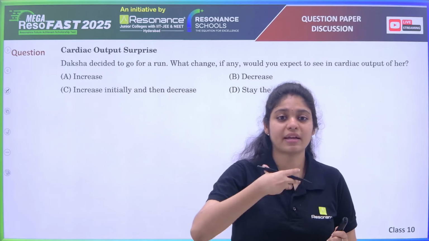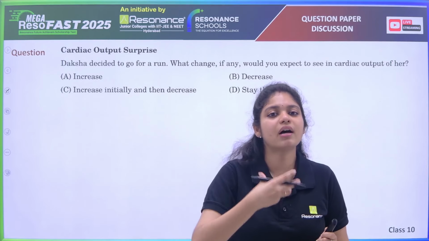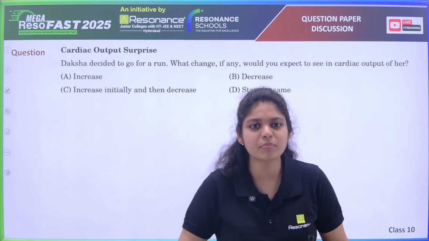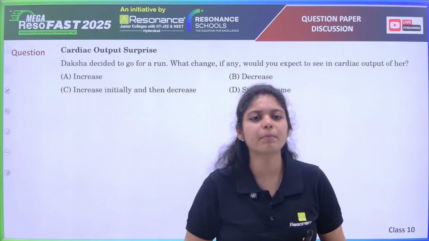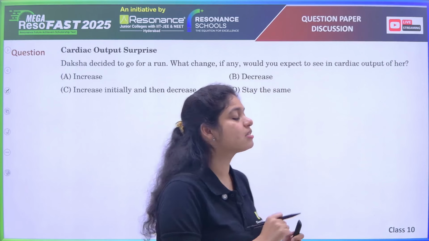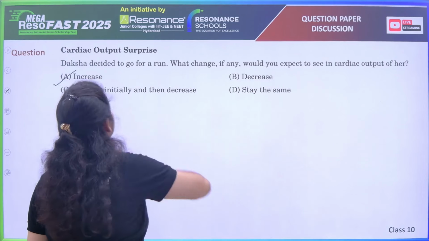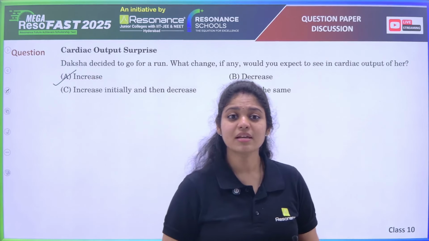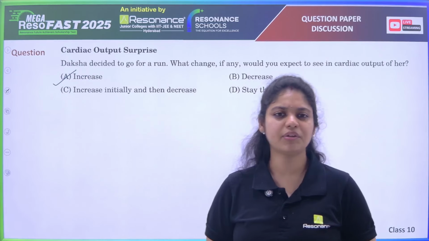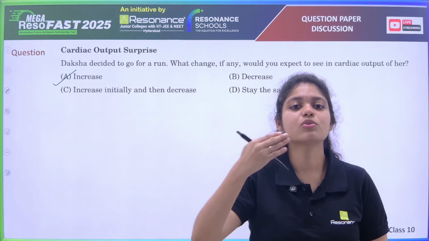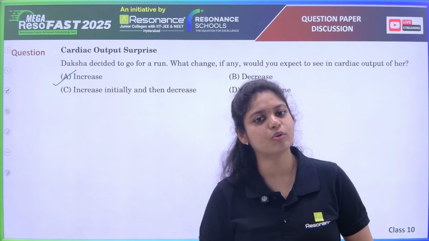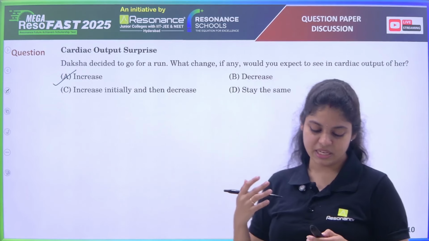Because there is activity in the body, definitely the heart will increase the pumping of the blood. Definitely that means the cardiac output would increase, because stroke volume will increase. Stroke volume increased means cardiac output will automatically increase.